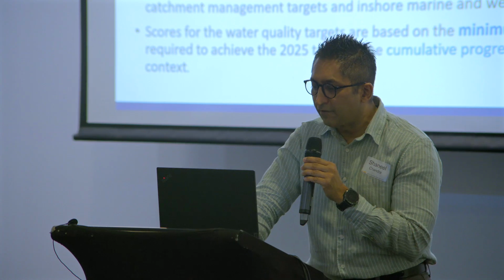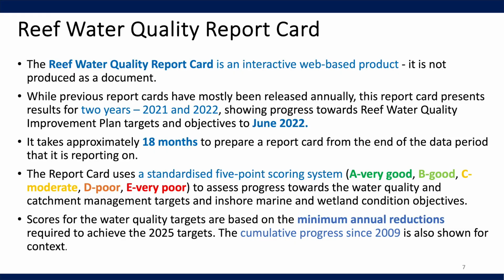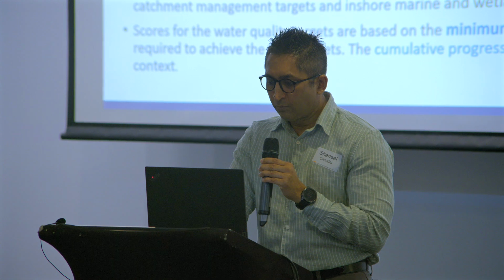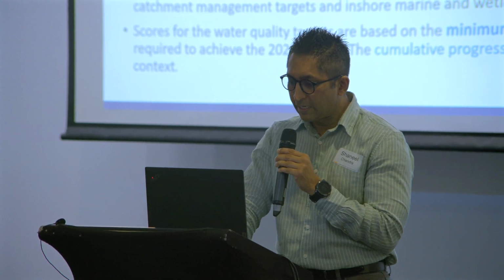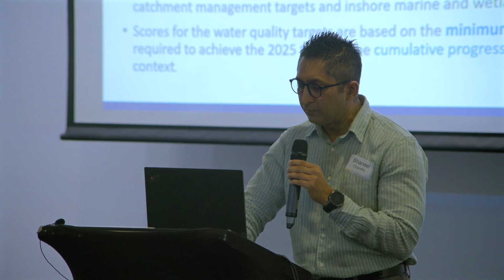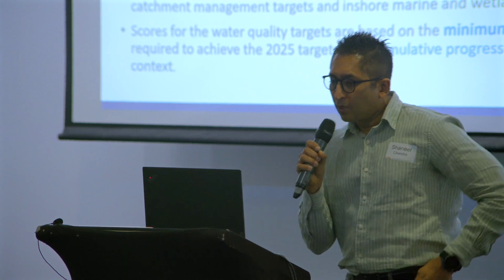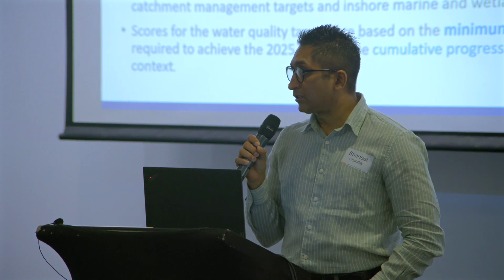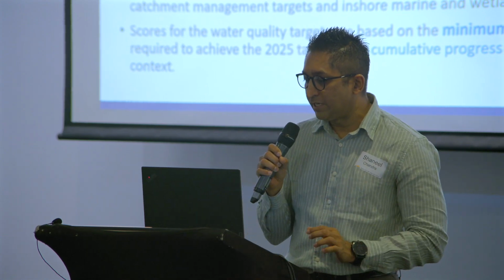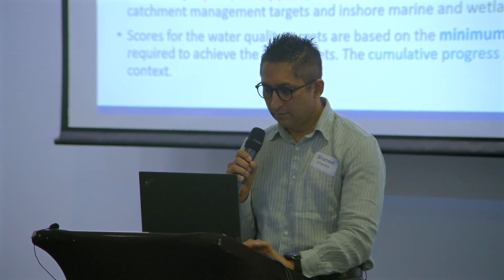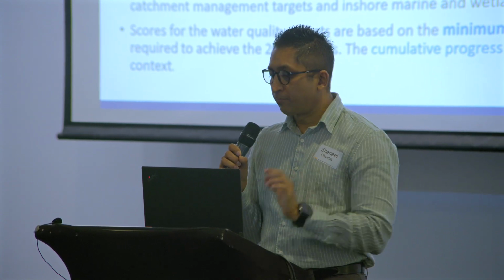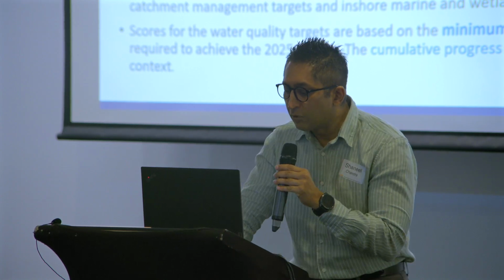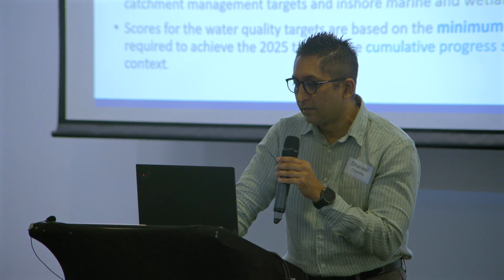uses a standardized 5-point scoring system. A for very good, B for good, C for moderate, D for poor, and E for very poor. And they're color-coded accordingly to make it visually easy to spot. This scoring system assesses progress towards water quality and catchment management targets and inshore marine and wetland condition objectives. The scores for the water quality targets are based on minimum annual reductions. So these are what we absolutely need to achieve to meet the 2025 targets. For context, we've also presented the progress, the cumulative progress since 2009 in the next slide.